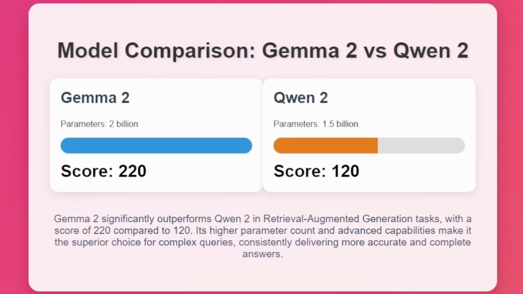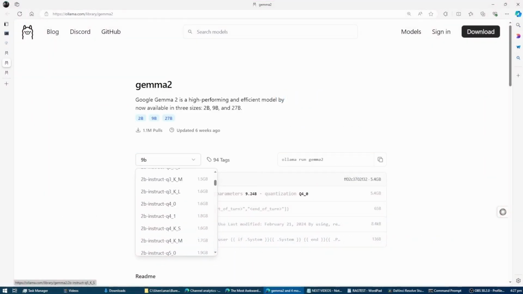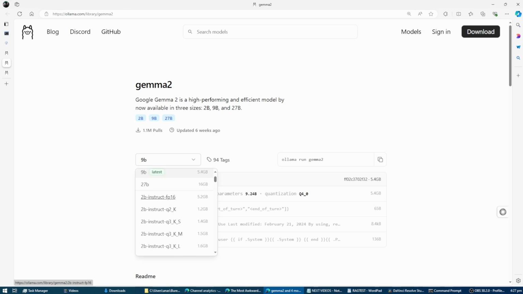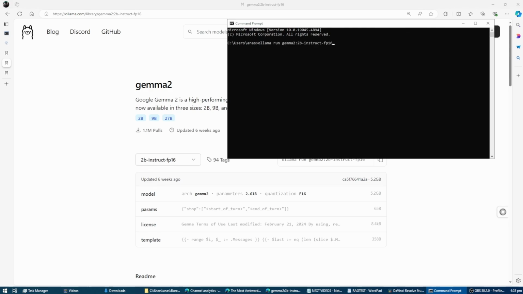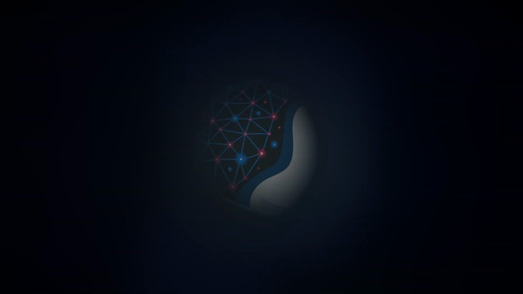While Qwen 2 performed well, Gemma 2's higher parameter count and advanced capabilities make it the better choice for tasks involving retrieval augmented generation. If you're looking for a model that excels in generating precise and relevant responses, Gemma 2 stands out as the top performer.